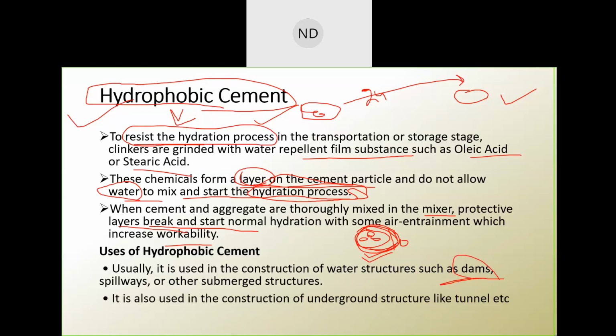It is also used in the construction of underground structures like tunnels. The main reason is that you want to slow down the hydration process wherever you want. It can be used not only in dams or tunnels. Tunnels may not take much load or need that much strength, but the hydration process will be slowed down. Wherever you want the process to be slowed down, you can use it. Don't think it can be used only in dams or tunneling.